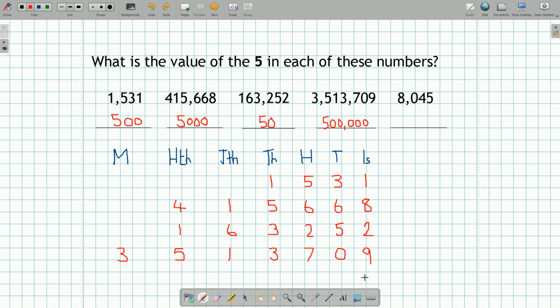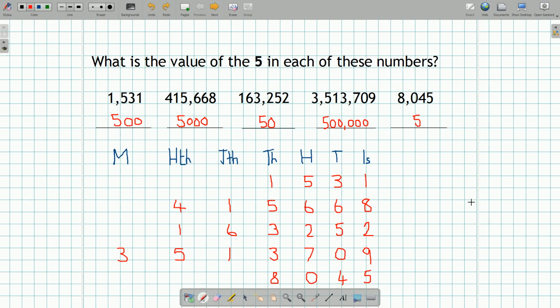And the last one here. Now again, just like we did with the one where it was 50, our 5 is pretty obviously in the ones column, and I'm only going to write the rest of the digits in for the purpose of the video. So here our 5 is in the ones column, so it has a value of just 5. That's all there is to it.